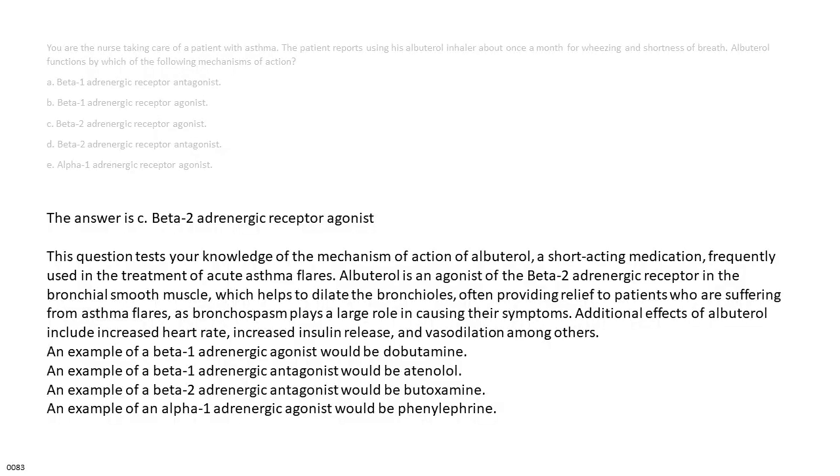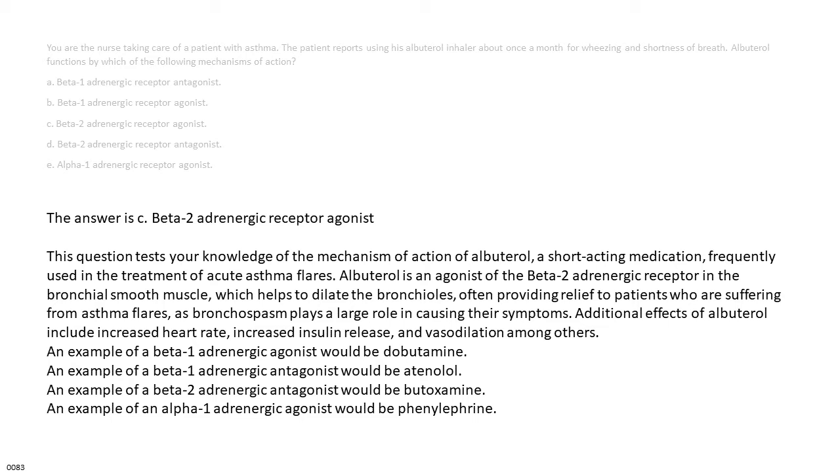The answer is C. Beta-2 adrenergic receptor agonist. This question tests your knowledge of the mechanism of action of albuterol, a short-acting medication frequently used in the treatment of acute asthma flares. Albuterol is an agonist of the beta-2 adrenergic receptor in the bronchial smooth muscle, which helps to dilate the bronchioles, often providing relief to patients who are suffering from asthma flares, as bronchospasm plays a large role in causing their symptoms.